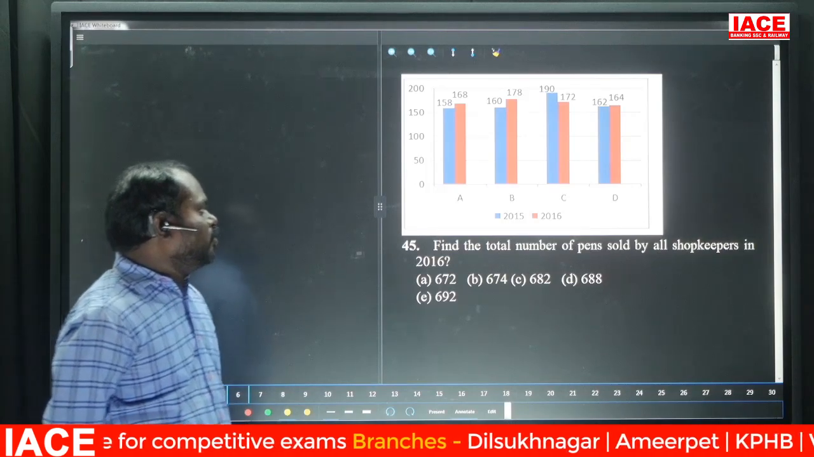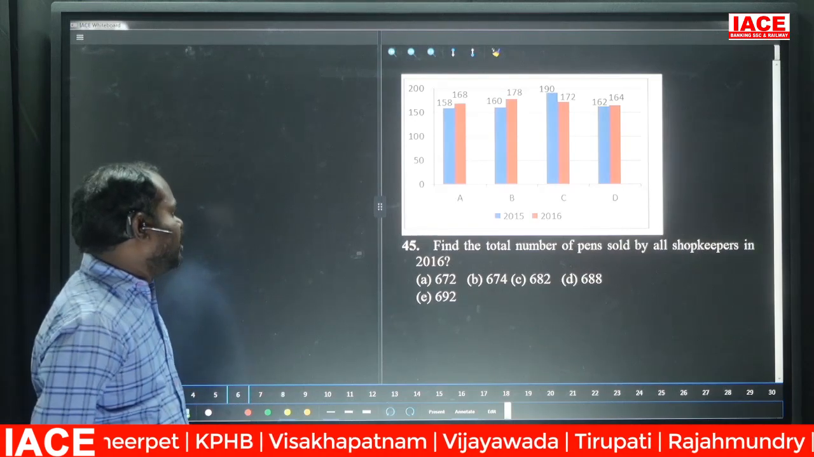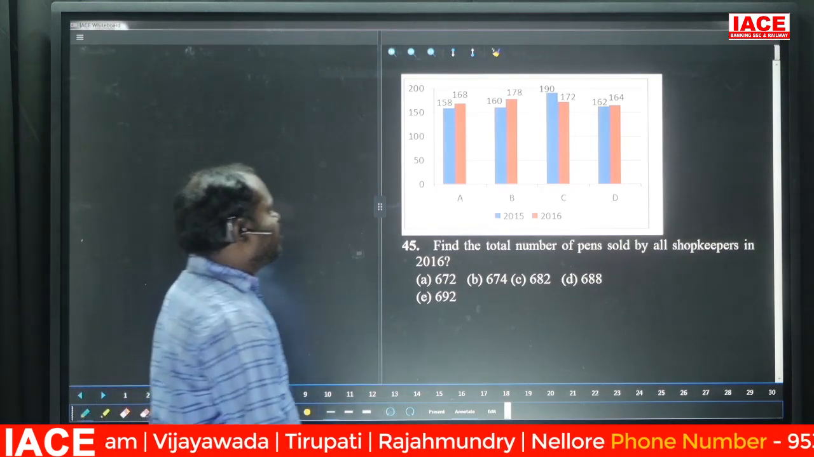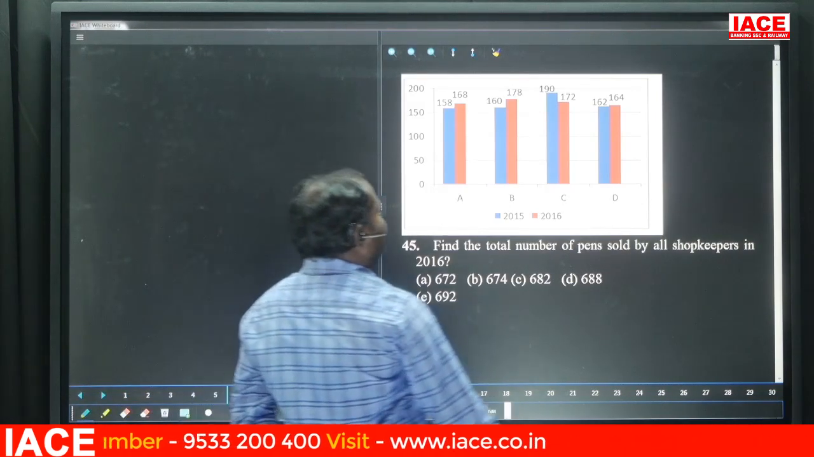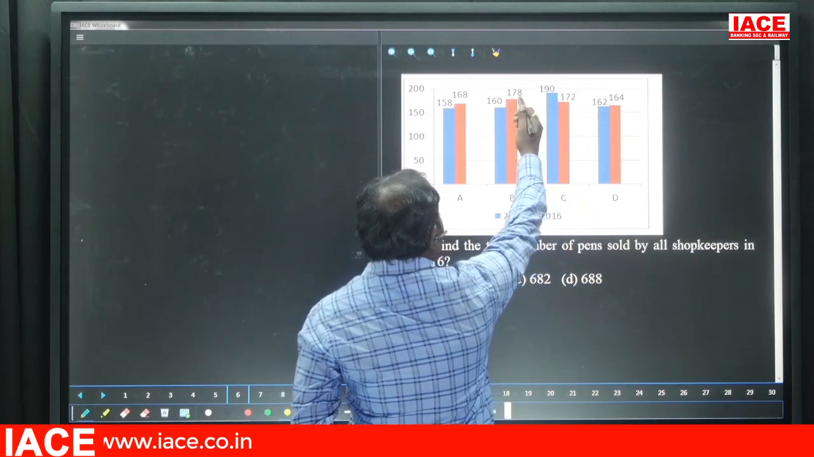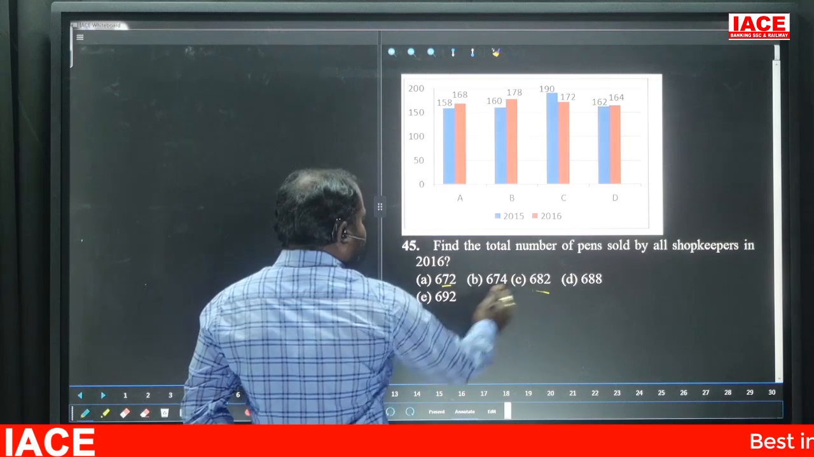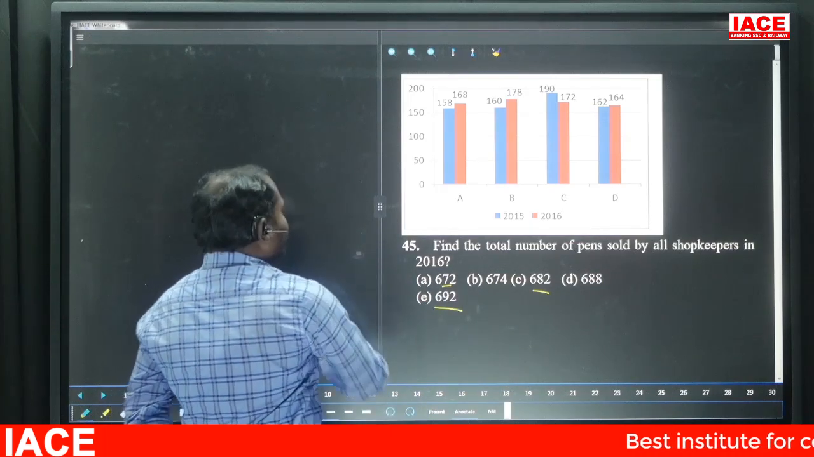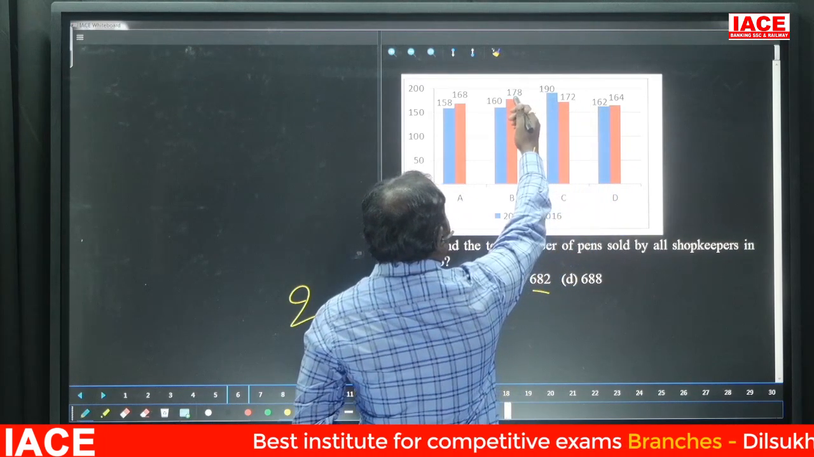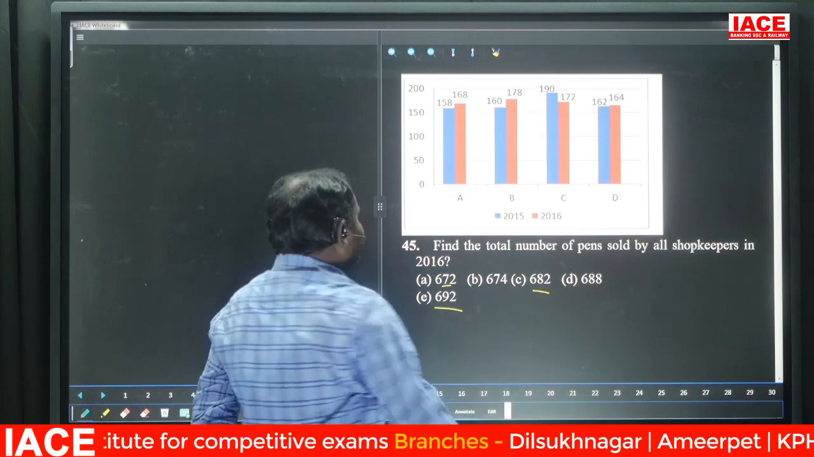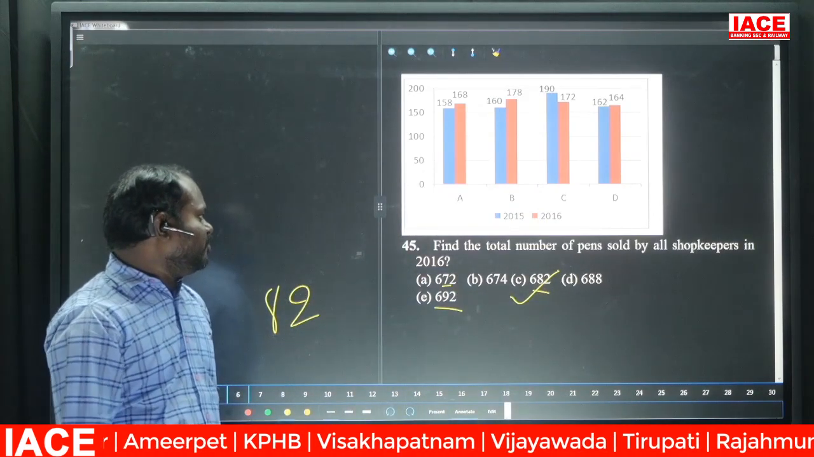Question 45: find the total number of pens sold by all the shopkeepers in 2016. By observing the unit digit, can we get any idea? Shall we see now? Unit digit in 2016: 4 plus 2 is 6, plus 8 is 14, plus 8 is 22. As 2 is the last digit, only 3 options are there. 2 plus 6 is 8, 15, 15 plus 7 is 22, 28. Obviously 682, because it ends in 82. Option C, 682.